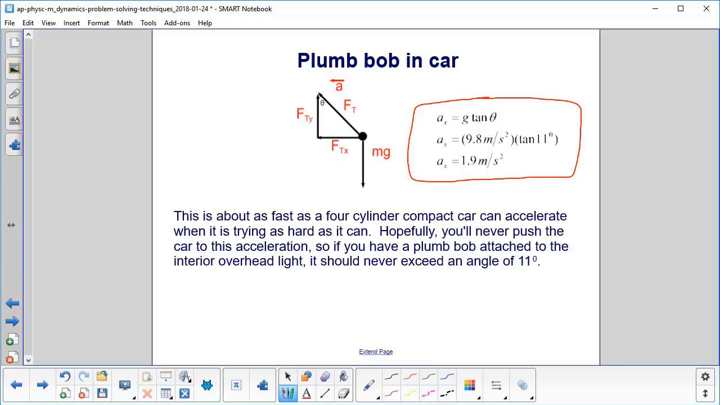Hopefully you'll never push the car to this acceleration, so if you have a plumb bob attached to the interior overhead light, it should never exceed an angle of 11 degrees if you want to be somewhat safe.